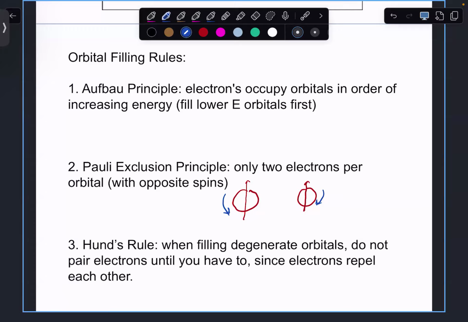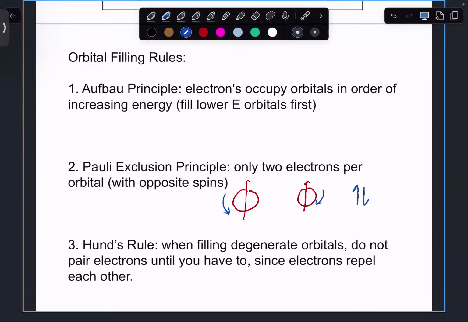The way we typically represent that is with arrows. That would be one spin state. That would be the opposite spin state. So that's how we represent this quantum number of spin.